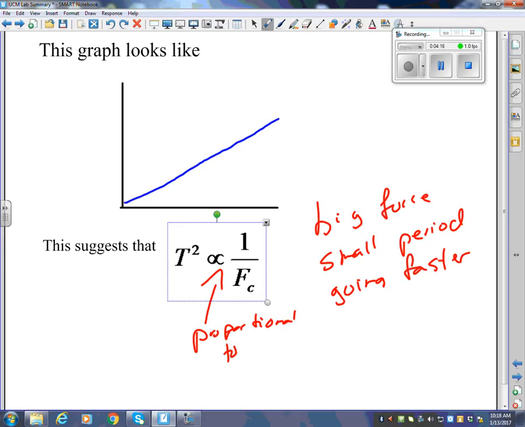Yeah? Good? That's what you should have got out of that experiment. Part 1: T squared is proportional to 1 over Fc. What we're going to do is take all 3 of those and put them together in one great big giant proportionality.